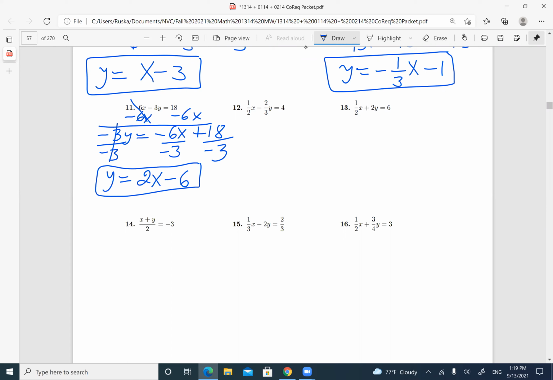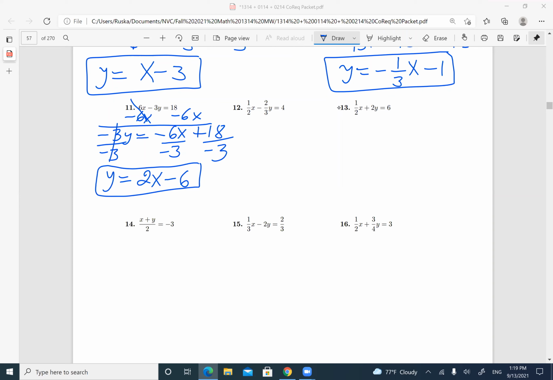So now the next one has fractions. So how do you want to do 12? Do you guys want to work with fractions, or do you want to get rid of the fractions first? Probably get rid of the fractions first. Yeah. Okay, let's do that. So we're going to get rid of the fractions.